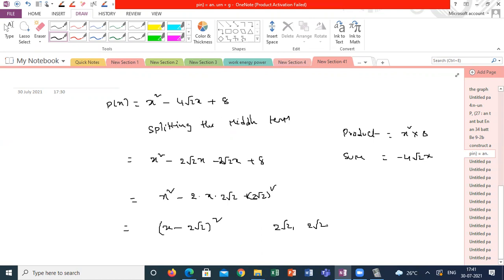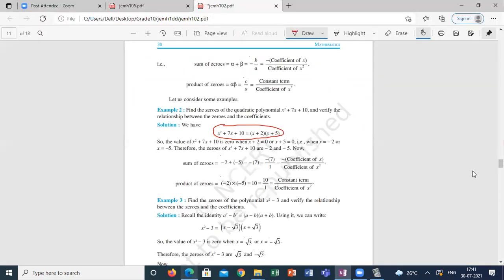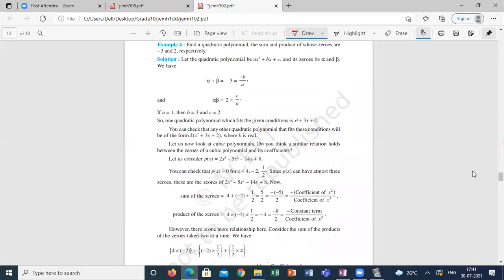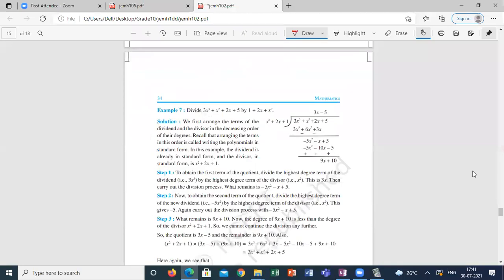So that is factorization. After completing the quadratic equations, you will get a little more clarity on how to calculate the zeros of the polynomial. It is the same as splitting the middle term, using grade 9 concepts. This exercise deals with how to find the zeros, the relation between them, and how to prove. Next is the division algorithm. Anyone having any doubts from the division algorithm? I can explain anything from it.